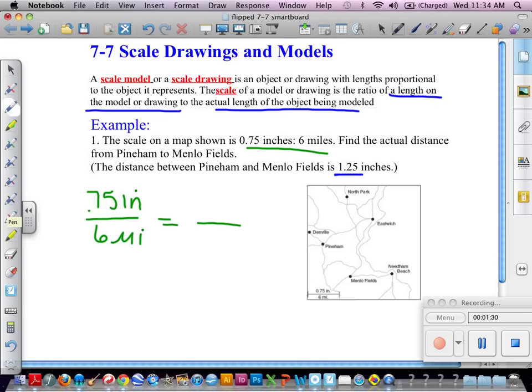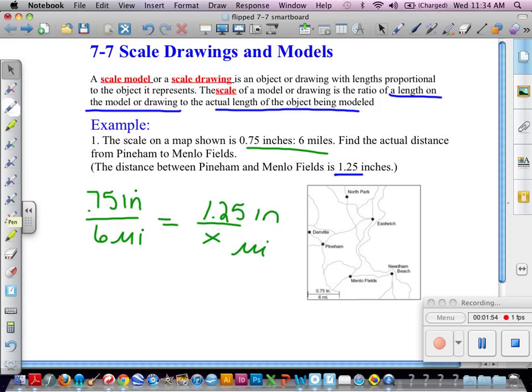So I'm setting up a proportion. Because I'm looking for how far it is, I'm looking for my miles, so I'm going to have my X be on the bottom. I use the labels here to help me know what number belongs where. In my scale, 0.75 inches, so across from that I'm going to use 1 25/100ths of an inch.